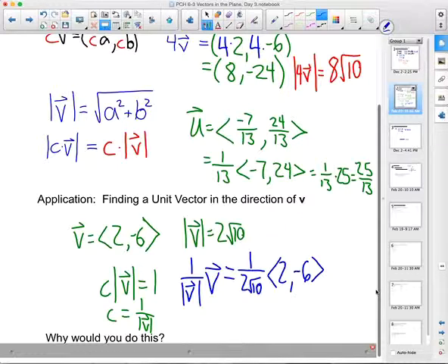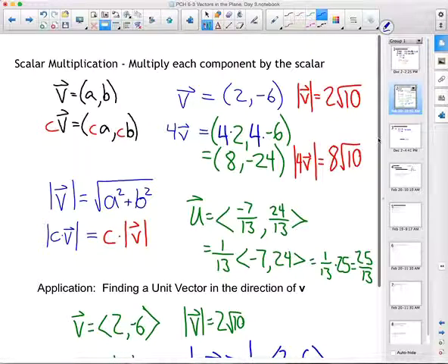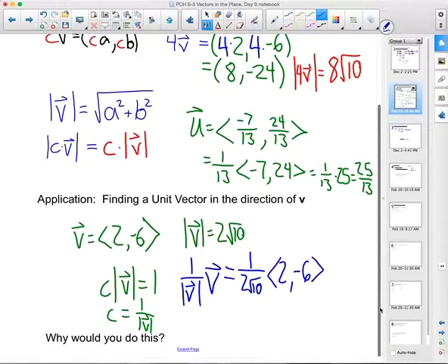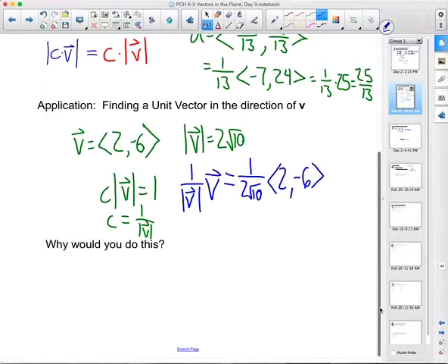How'd you get the 2, -6? That was the original V up here. We just were given that vector. Okay? So, looks like I need to give myself more room to work.